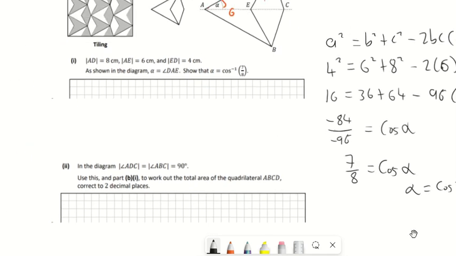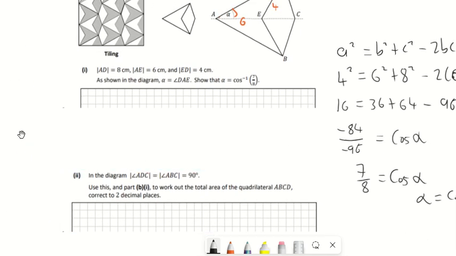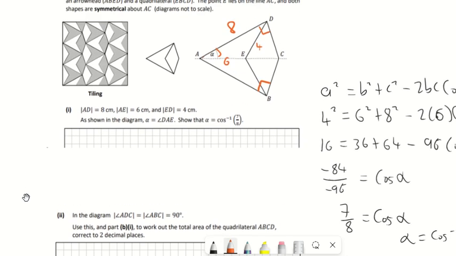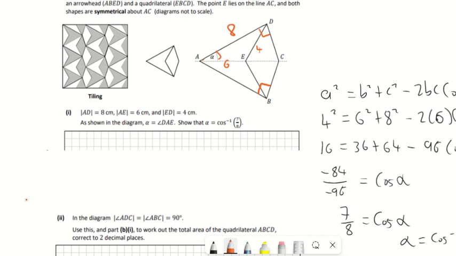Next part, ADC and ABC are 90 degrees, so those big triangles are right angle triangles. We have to find the area of the full quadrilateral. What we're going to do is find the area of one of the big right angle triangles and multiply by 2, and that gives us the full area. I'm going to focus on the top triangle.